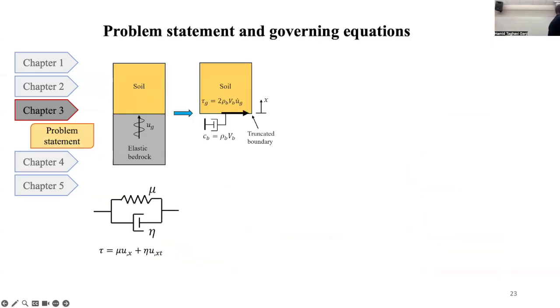So let's start the second project. We considered the PINNs, physics-informed neural networks, and we considered a 1D soil column, and we wanted to model the 1D wave propagation in this soil column. In this project, we had three contributions.